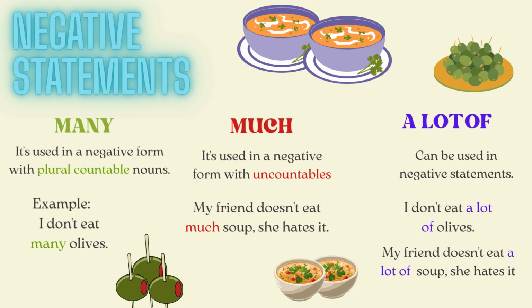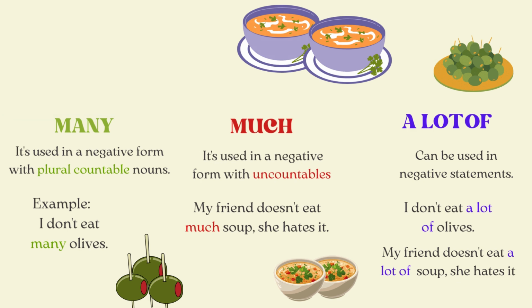And we have a lot of. A lot of can be used in negative statements. The example says, I don't eat a lot of olives, and my friend doesn't eat a lot of soup. She hates it. So, in other words, we can say that a lot of can be used in affirmative and negative statements. But please, guys, don't forget that in affirmative statements you can only use a lot of, because many and much are not usually used.